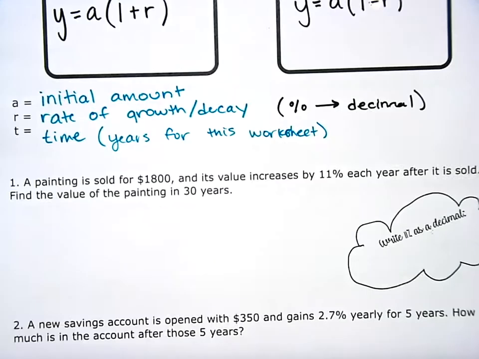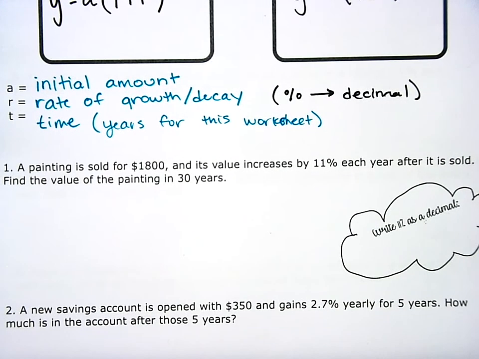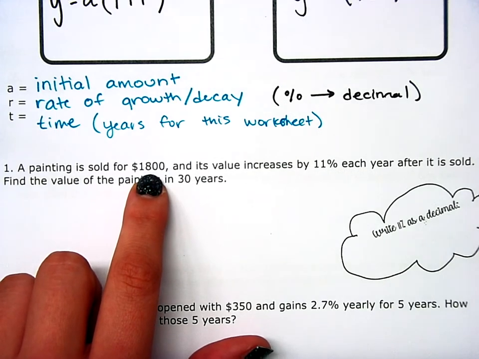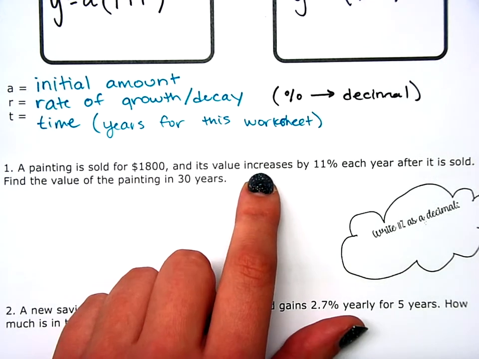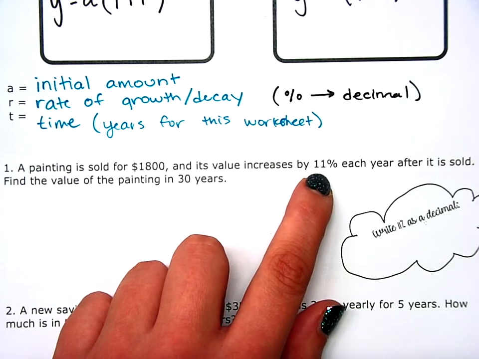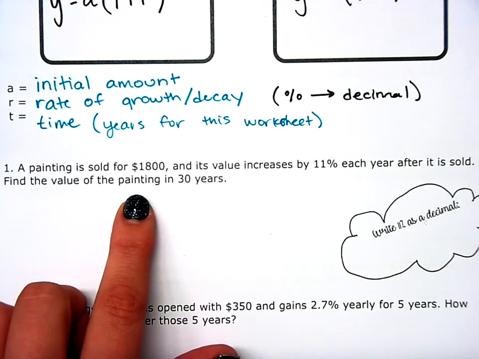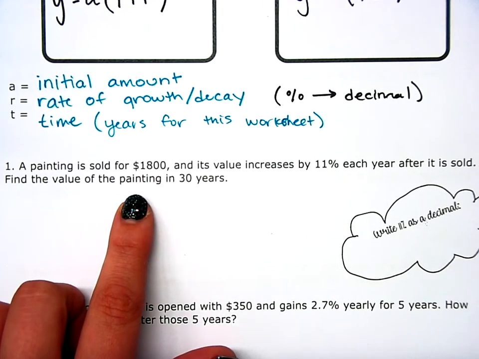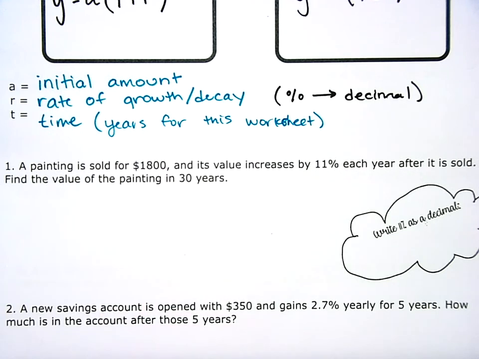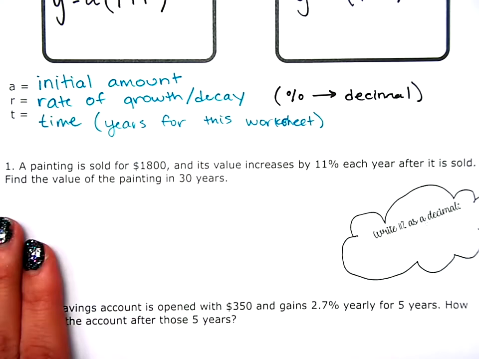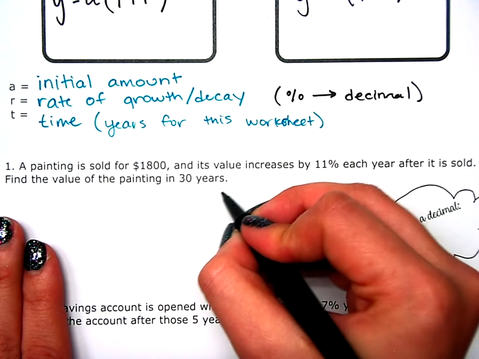So I've got a problem here about a painting, and it is sold for $1,800. So that's our initial amount. Its value is going to increase by 11% each year, so it's getting more and more valuable. And we want to find the value in 30 years. Okay, so let's take a look at the formula that we're going to use. This is increasing, so this is a growth. So I'm going to rewrite that formula right here.